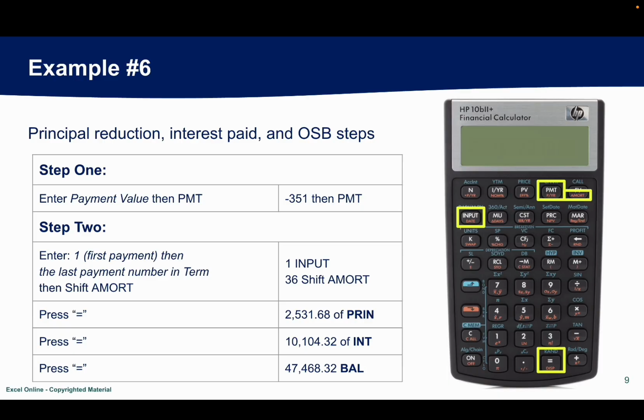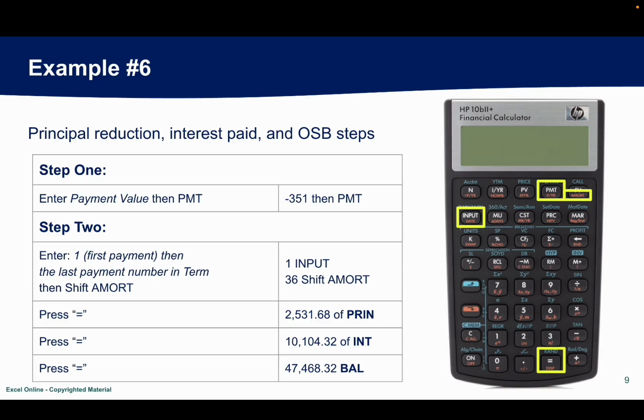Now the second set of steps is telling the calculator where in the mortgage's life we want to find the OSB. In our timeline drawing, we have the OSB marked at 3 years. So we are making 12 payments per year, so 3 years means the payment number is payment number 36. 12 times 3.